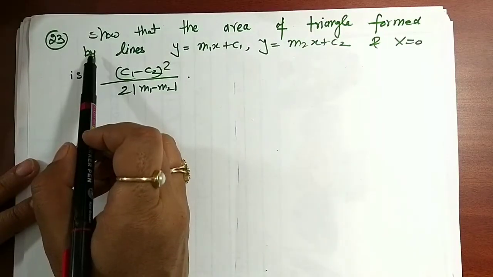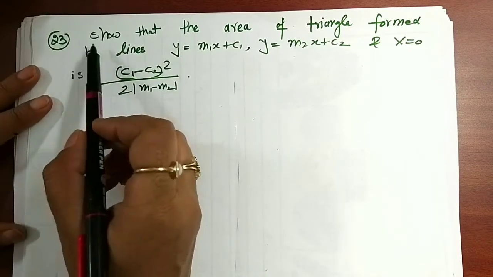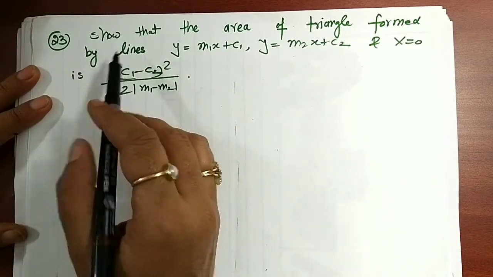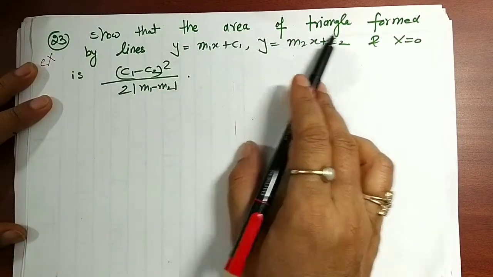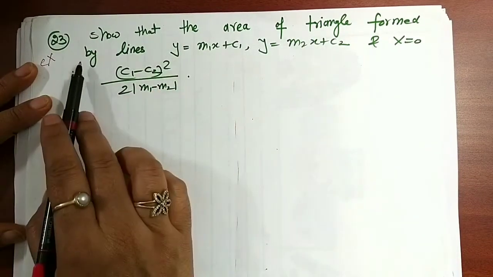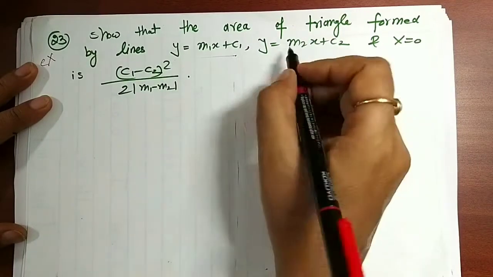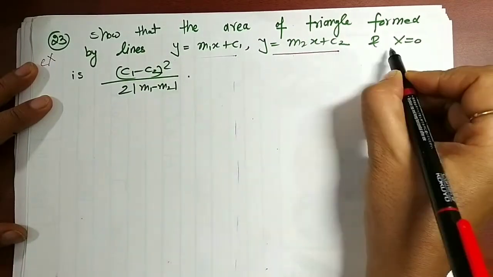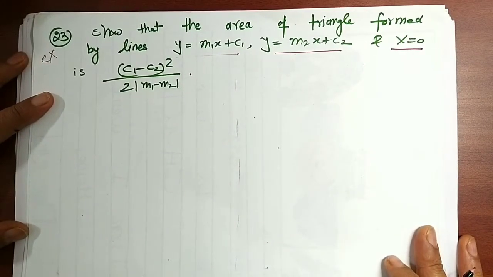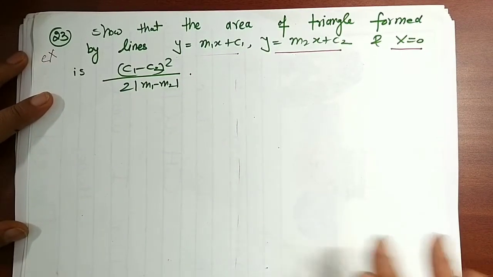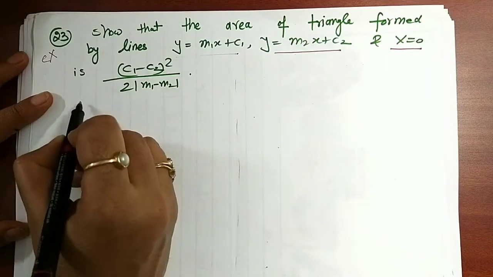Here is question number 23 from straight line. This is an example. They are saying show that the area of the triangle formed by this line and x is equal to 0 is this. So first of all, we should have an idea and a rough sketch of the lines.